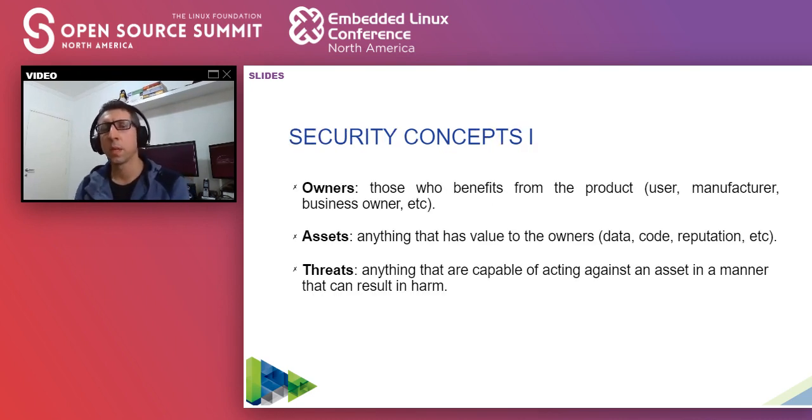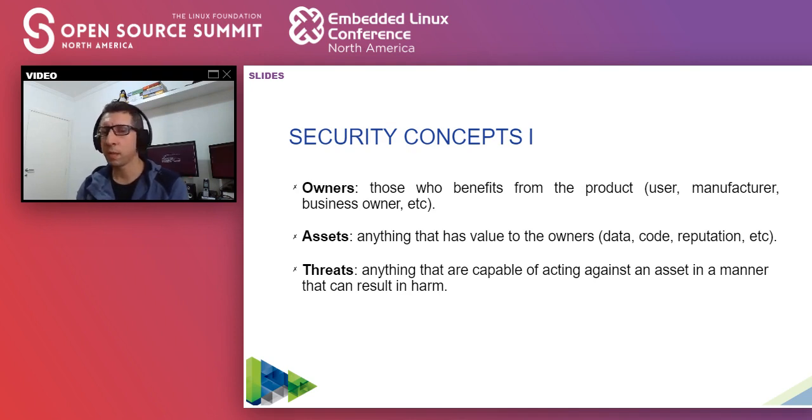Some concepts about security. We have owners. The owners are those who benefit from the product, could be the manufacturer of the product or the final user. We have assets, and that's the real reason we have security, because we want to protect the asset. That could be our data, that could be our code, that could be our reputation, for example. All of these are assets.